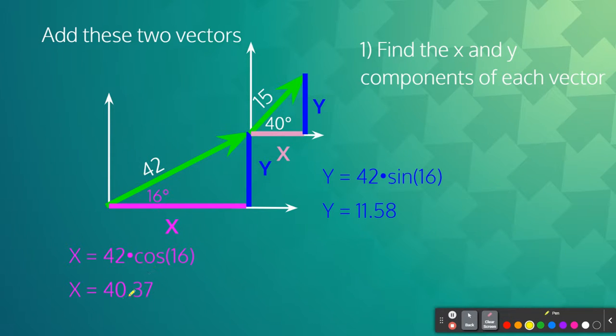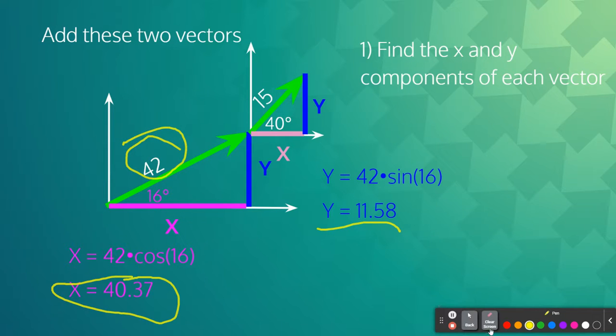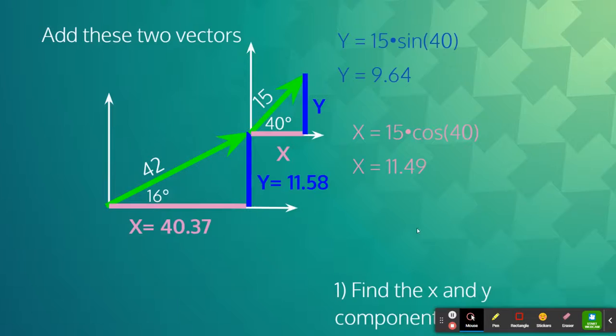So here I'm finding the x component. So I got 40.37. For the y direction, I get 11.53. That's for this vector. And then for the other one, I'm going to do the same thing. So I get 15 times sine of 40 is 9.64. And then this is for that one up here. And that's 11.49. So now I have the x and y components for both of my vectors.